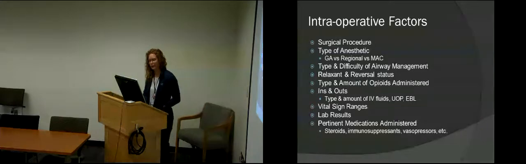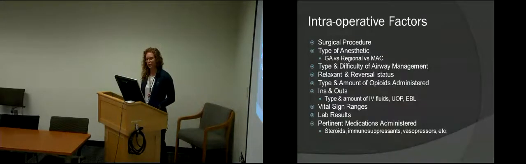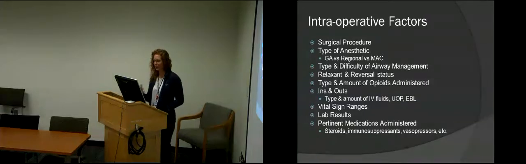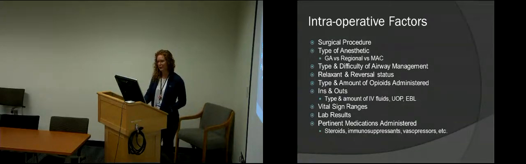And then vital sign ranges. This is kind of like when you're in a neuro case and they have goals for you intraoperatively. Okay, well, what did I keep them in between? Or did I have issues and they were labile all over the place? So it gives them an idea of expectation. Also any lab results you've had and any medications you administered. So people who need stress dose steroids, immunosuppressants, vasopressors, anything like that.